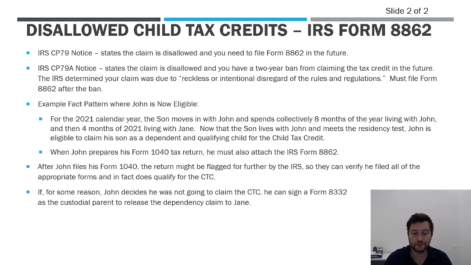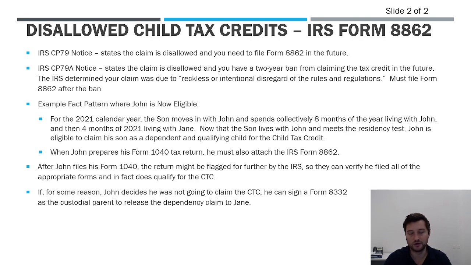Now, if for some reason John decides that he doesn't want to file the CTC again for this year, he can sign the release. He can sign that 8332 as the custodial parent and allow Jane to claim the child as a dependent. And so, Jane could have done this last year, but neither Jane or John were really aware of the rules or not that educated on the rules.